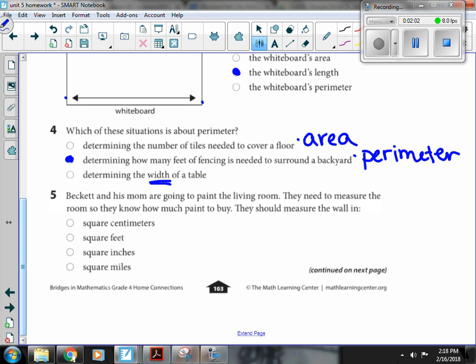Number 5, Beckett and his mom are going to paint the living room. They need to measure the room so they know how much paint to buy. They should measure the wall in square centimeters. Would be really, really tiny. So I'm going to cross that one off. Square feet could work. Square inches could work, but that would be pretty tiny, because I know that walls are taller than me and I'm 60 inches. And so if I have to go more than that, that would be a pretty tough multiplication. And square miles, rooms are not miles big. So I'm going to say square feet.